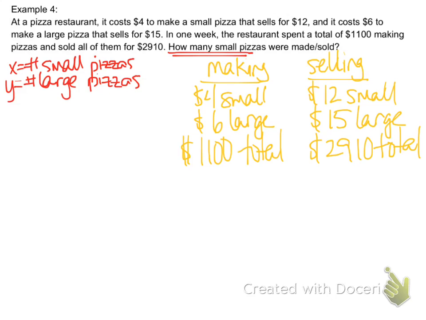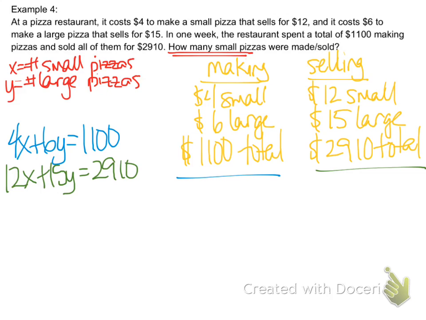And so to some extent, your equations should fall right into place. Remember, we're using our old model of number times the price. So we have $4 times the number of small pizzas plus $6 times the number of large pizzas equals $1,100. That's the equation for making our pizzas. $12 times the number of small, plus 15 times the number of large equals 2,910.